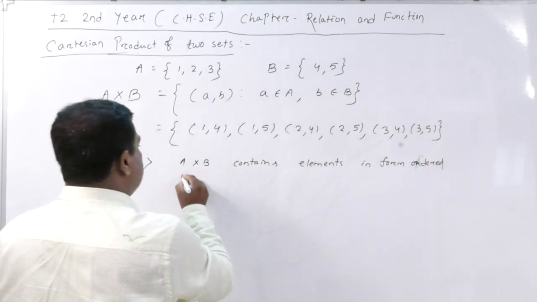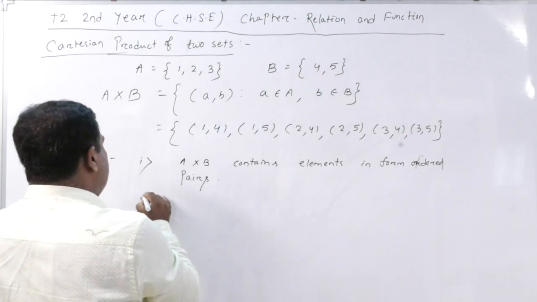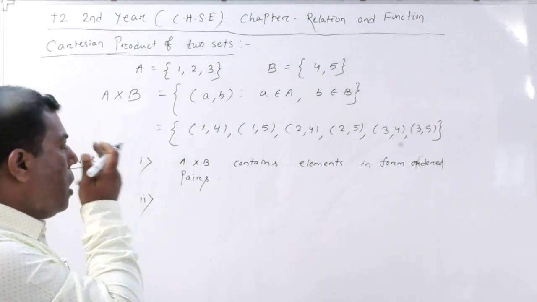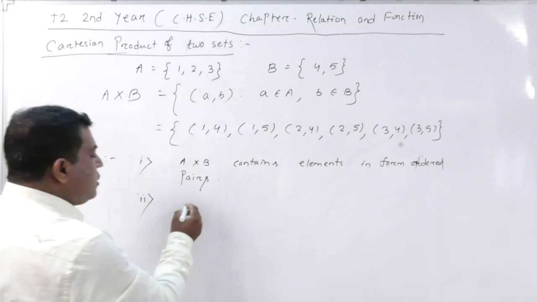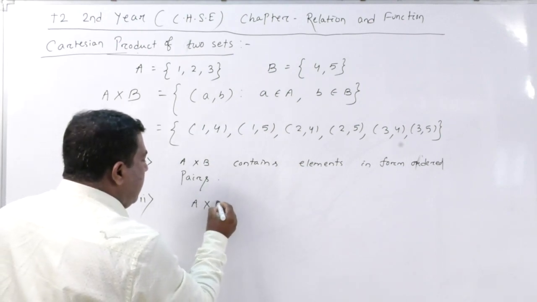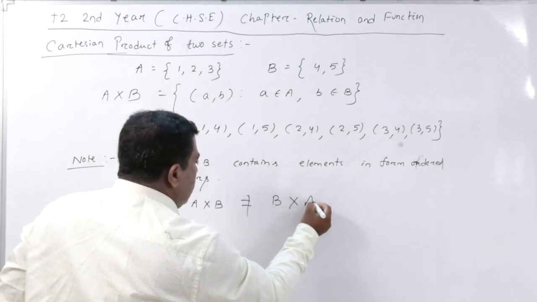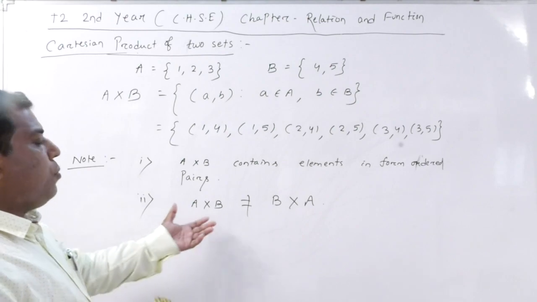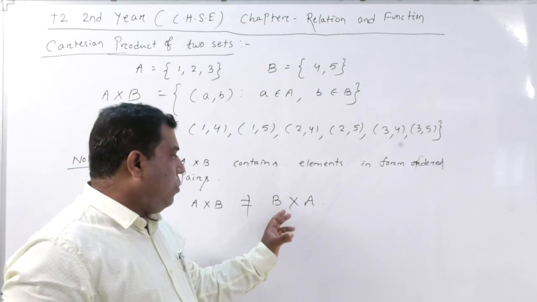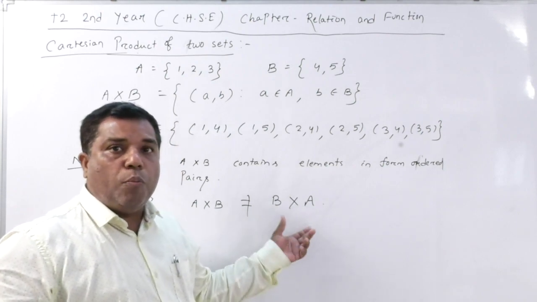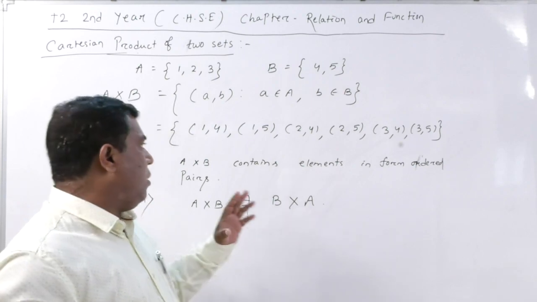Ordered pairs. Okay. Next observation: in A cross B is not equal to B cross A. This means this product set, this Cartesian product, is not commutative in nature. A cross B is not equal to B cross A.